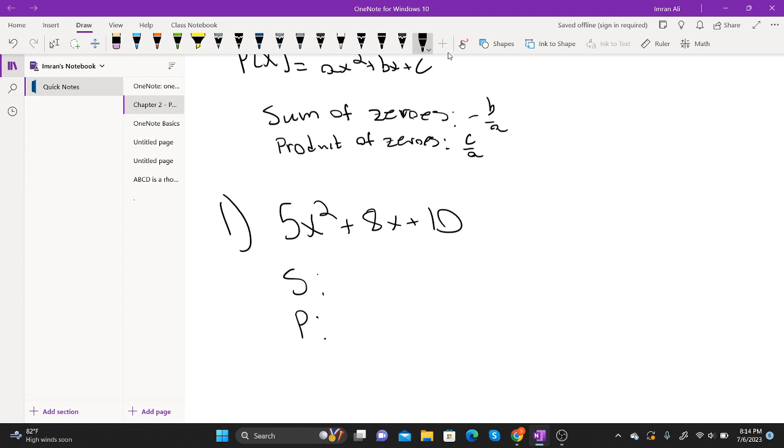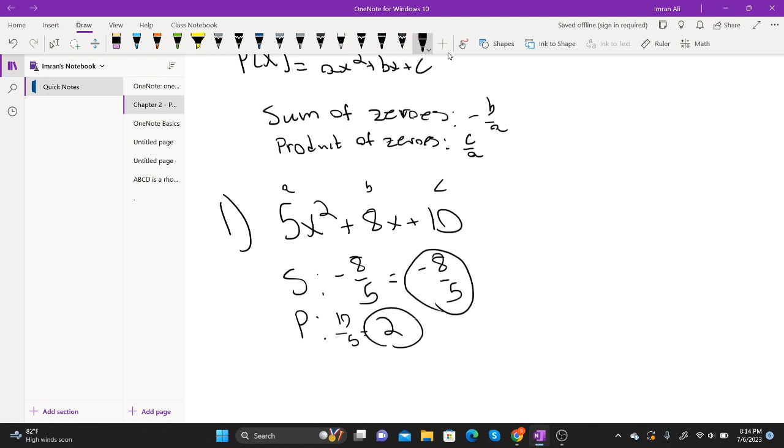Sum is negative b over a. That's negative 8 over 5, because this is a, this is b, and this is c, which is just negative 8 over 5. Can't simplify that any further. The product of the roots is c over a, which is 10 over 5, which is 2. That's the sum and the product. Done.